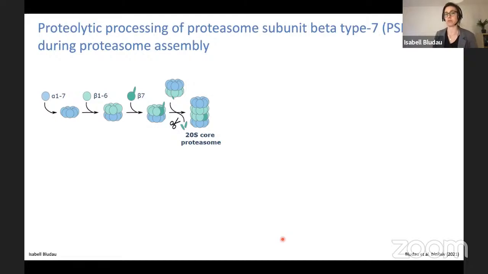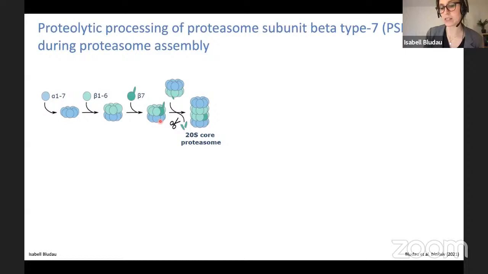So the second example I'd like to show is about proteolytic processing of the proteasome subunit beta type 7 during proteasome assembly. So what is happening during proteasome assembly? You first assemble all the alpha subunits to a ring. You then assemble the beta subunits on top. And one of the last subunits that enters is the beta 7 subunit.